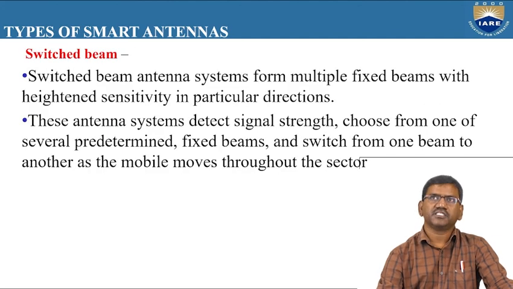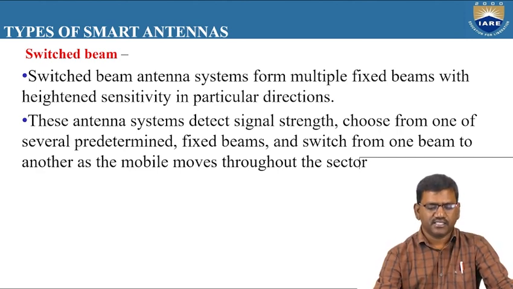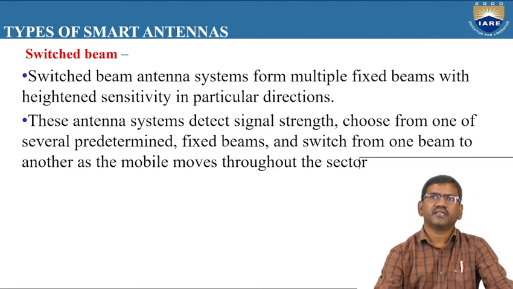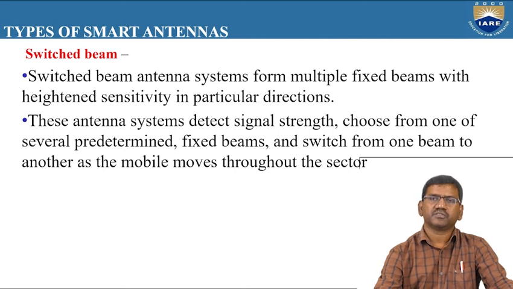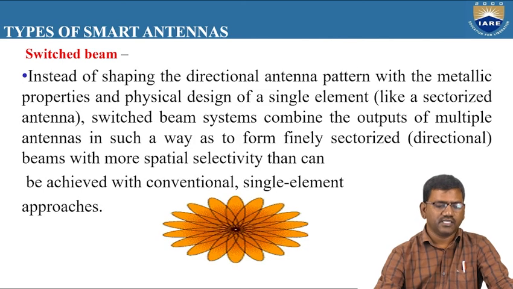So switched beam antenna systems form multiple fixed beams with heightened sensitivity in particular directions. These antenna systems detect signal strength, choose from one of the several predetermined fixed beams, and switch from one beam to another as the mobile moves throughout the sector. So this is the switched beam system.